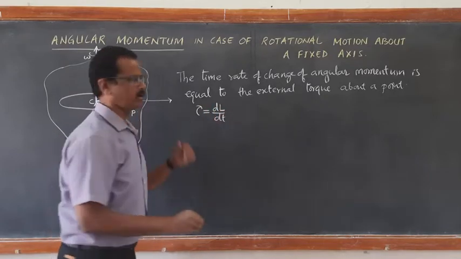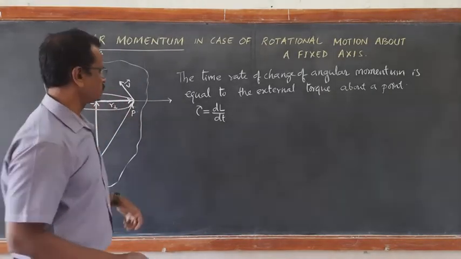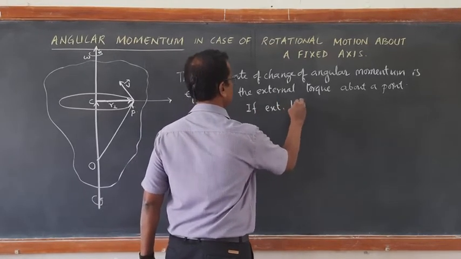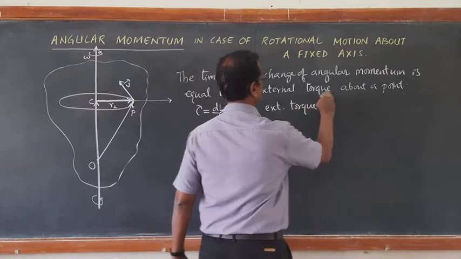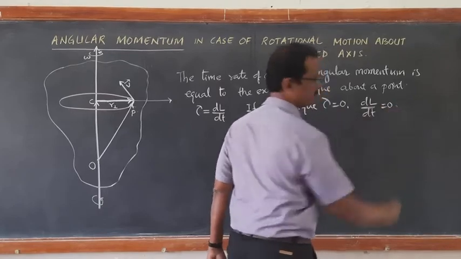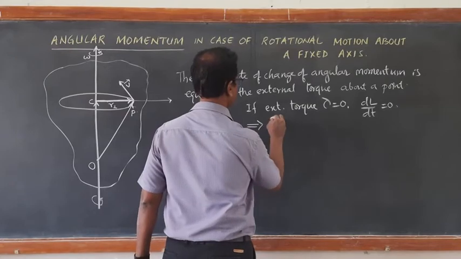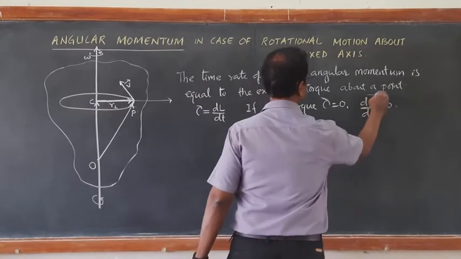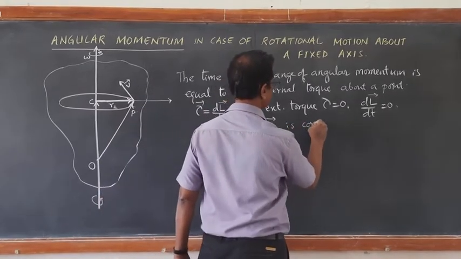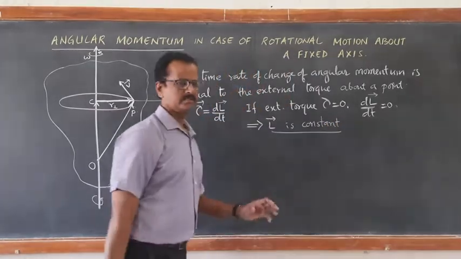If external torque is 0, and we are considering a body undergoing pure rotational motion, if external torque tau is 0, then dL by dt is equal to 0. This implies L is constant, where L is the angular momentum. The angular momentum is conserved. This is what we are learning.